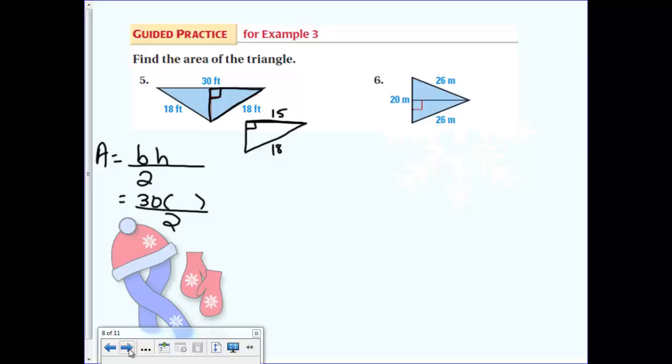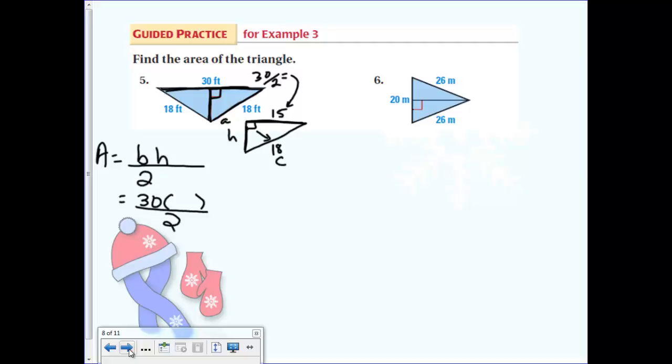15. How do we get 15? 30 split in half, divided by 2, gives us 15. And I want to know my height. I want to know this distance right here. What's the hypotenuse? What's the C? 18. There's my C value.